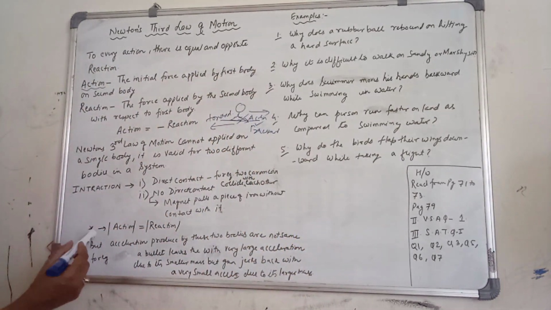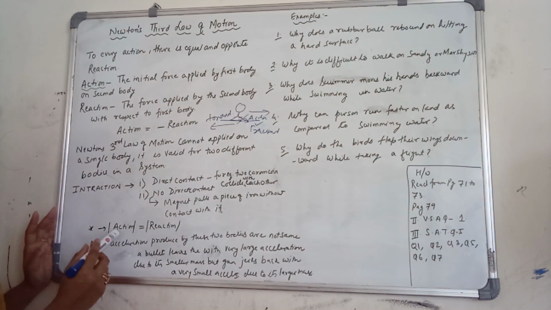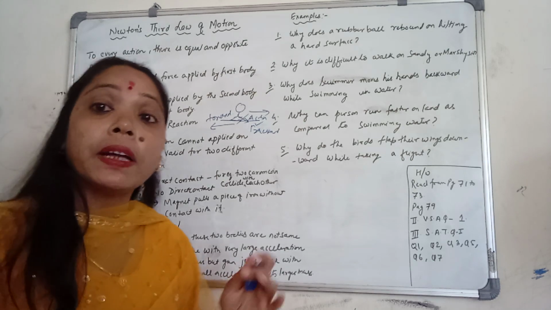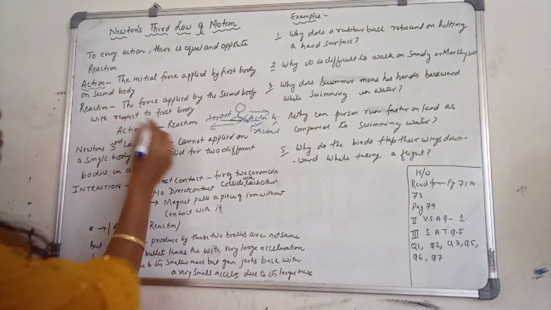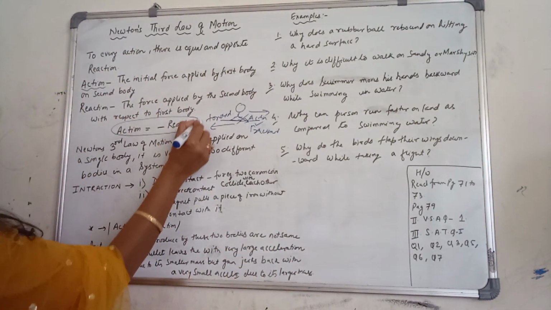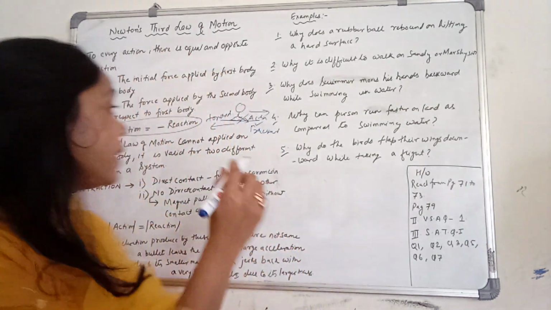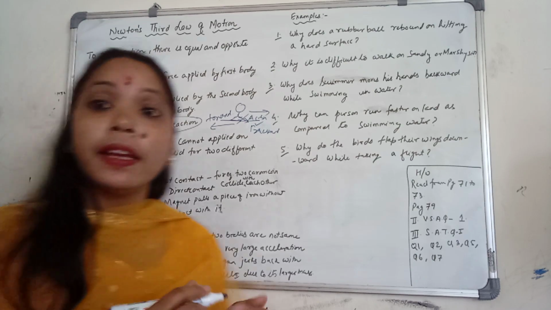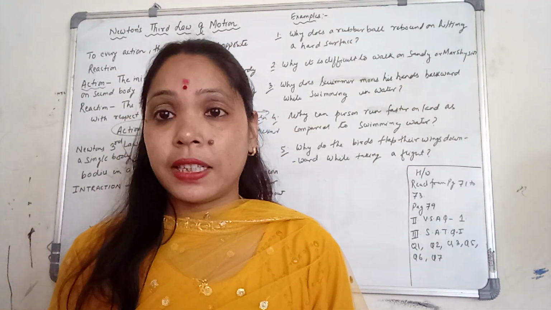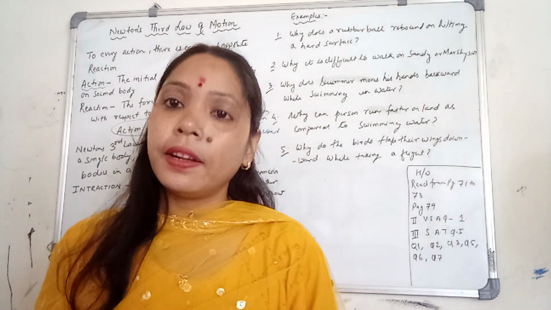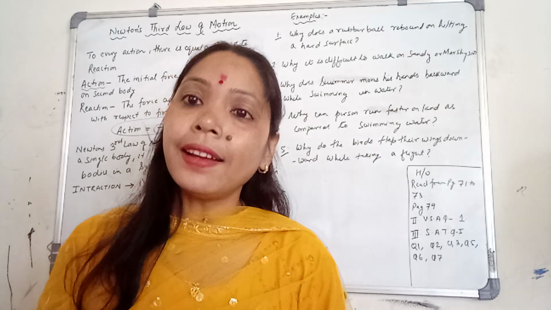Now, this is very important. The magnitude of the action should be equal to the reaction, but they are in the opposite direction. That's why we write it like this: action is equal to minus of reaction. This negative sign represents that the action and reaction are in opposite directions, but they are equal.